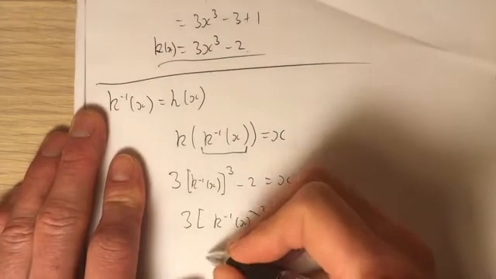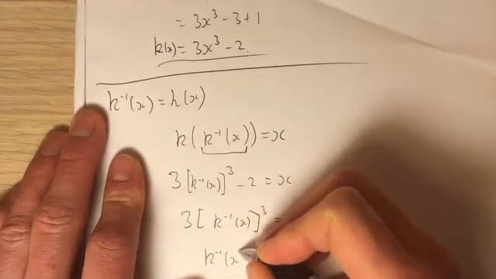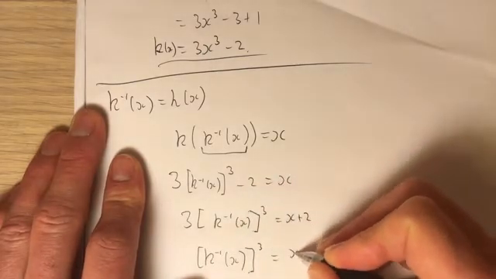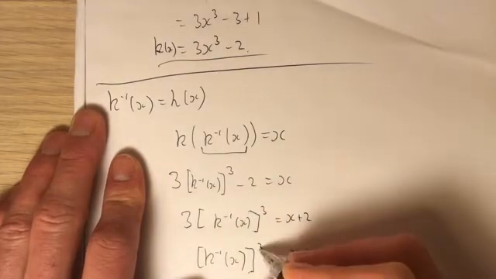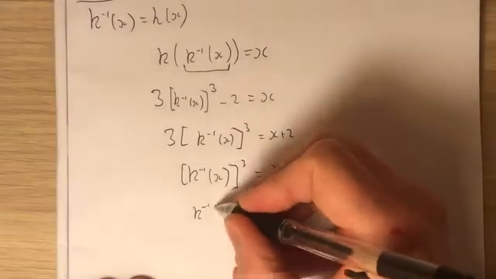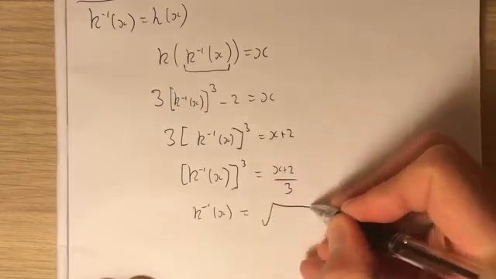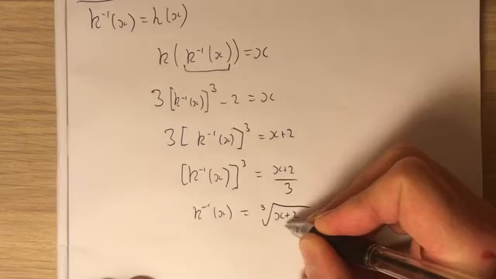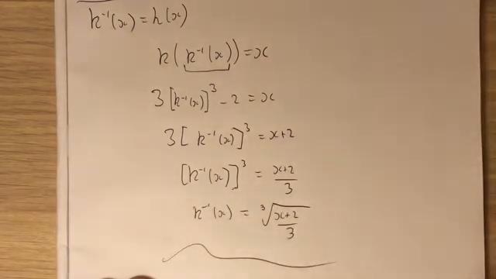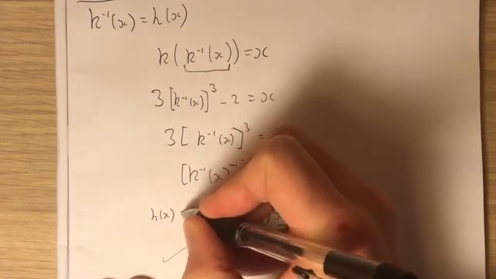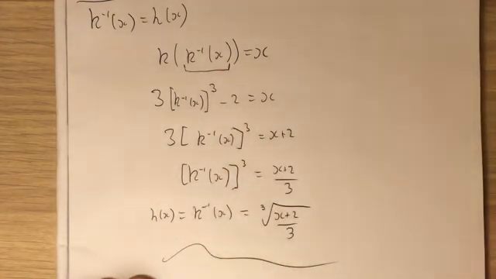Divide by 3. k inverse of x all cubed equals x plus 2 over 3. Cube root. k inverse of x equals the cube root of x plus 2 over 3. And that's all there is to it. It did actually ask me in the question for h of x, so I might want to make that explicit. But there you go. Happy days. Well done.